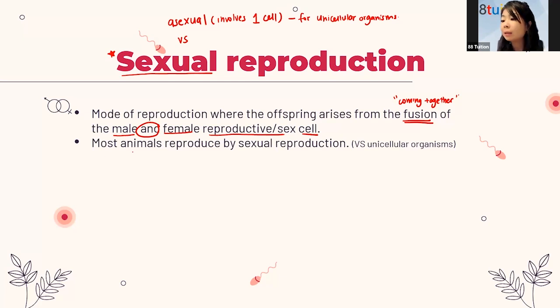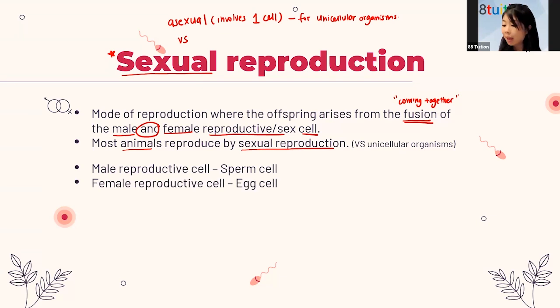Okay, so most animals reproduce by sexual reproduction. And I wrote here versus unicellular organisms. All right. So these are two things that are very important that you need to learn today. The male reproductive cell is known as the sperm. The female reproductive cell is known as the egg. So for most animals, not only humans, male reproductive cell, sperm; female reproductive cell, egg.